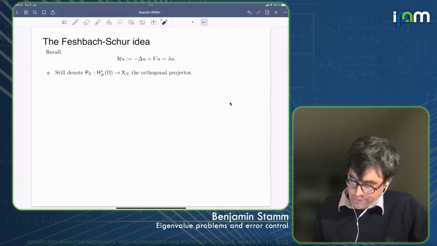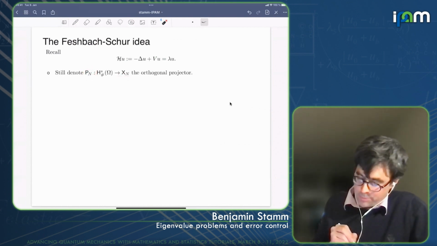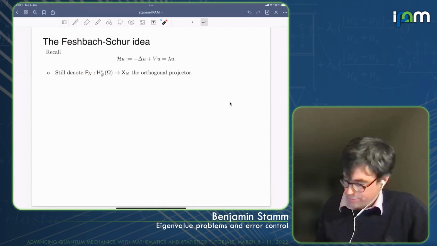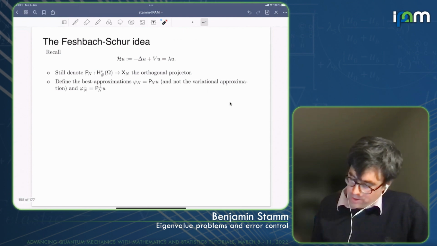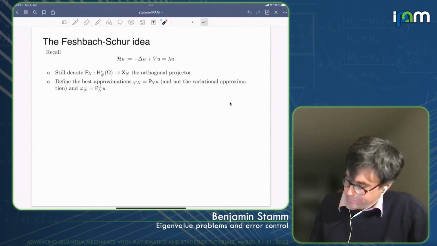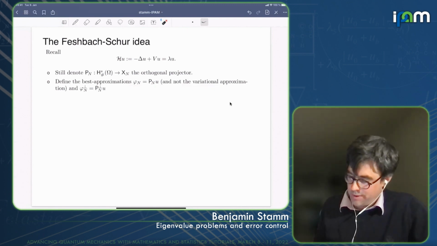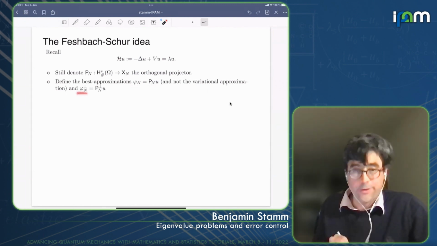Okay, so what is the Feshbach-Schur idea? We define the orthogonal projector on, let's say, the plane wave basis or any discrete subspace Xn. And then you can define the best approximation. So phi n is not the variational approximation, but it's the projection. This is the best approximation in your discrete space. And you can define the phi n perp.